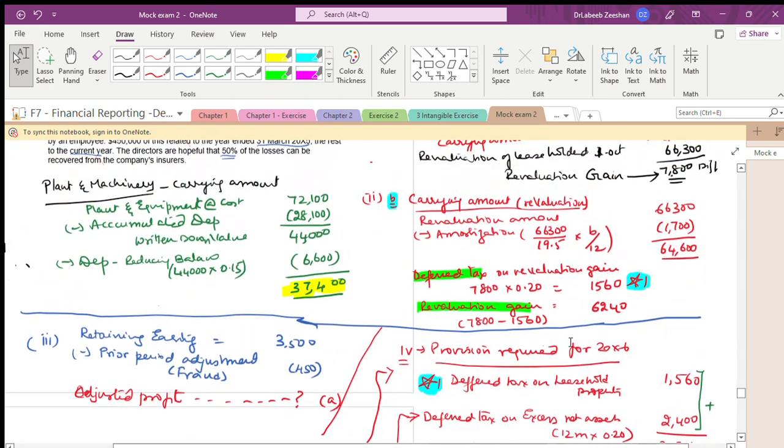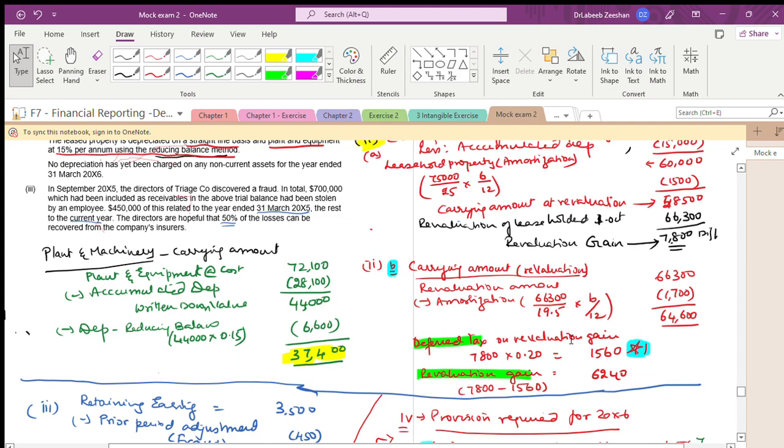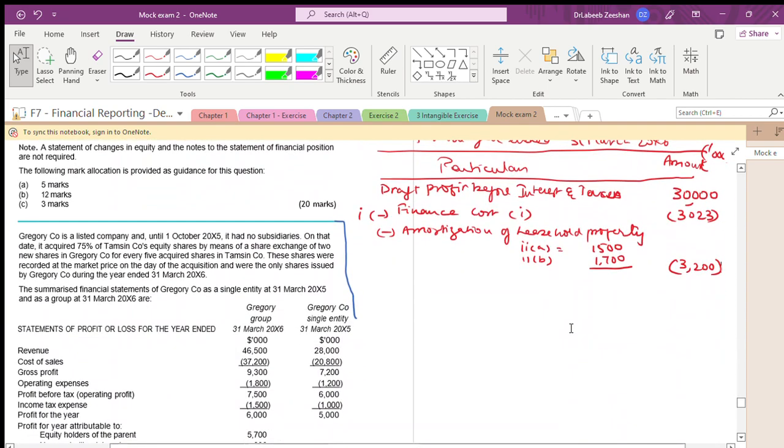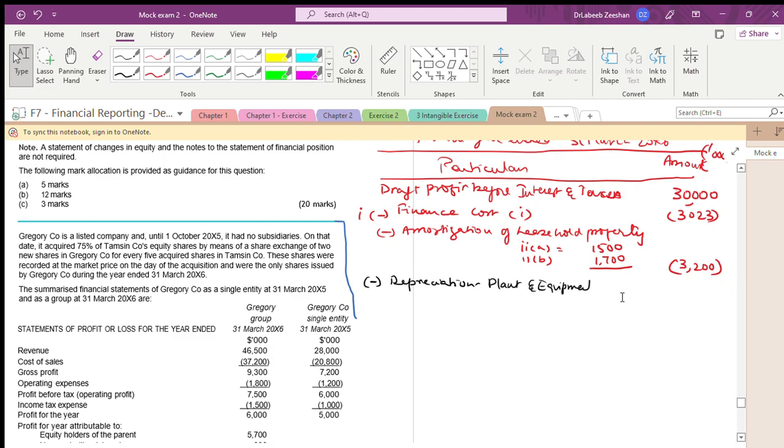Next, we have calculated depreciation. How much have we calculated as depreciation? 6,600. Less depreciation on plant and equipment. How much depreciation on plant and equipment? 6,600. Next.